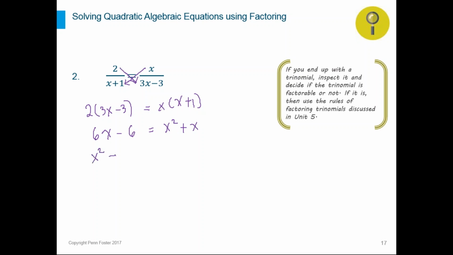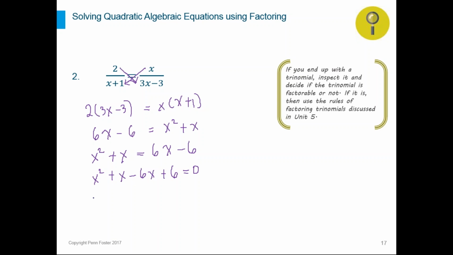x squared, just for convenience, equals 6x minus 6. I did not change any signs, nothing. I just flipped my equation, so I have the x squared on my left-hand side. Now, I can bring the 6x over to the left side. It was a positive, it'll become a negative. So, x squared minus 6x, and then I can also bring the negative 6 over, that will have a positive sign, equals 0.